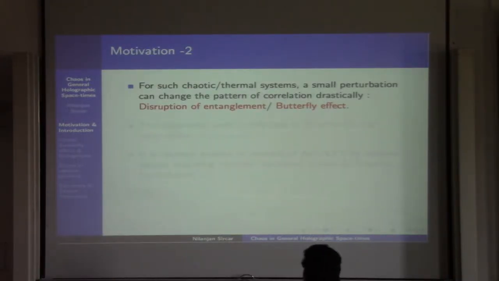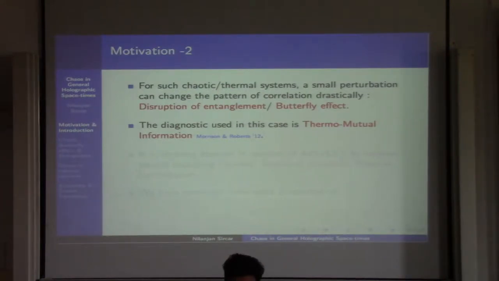So for such a chaotic thermal system, a small perturbation can change the correlation pattern in the system drastically. That's why this term is also used, which is called disruption of entanglement or butterfly effect. And another diagnostic used in this kind of analysis is something called thermo-mutual information.